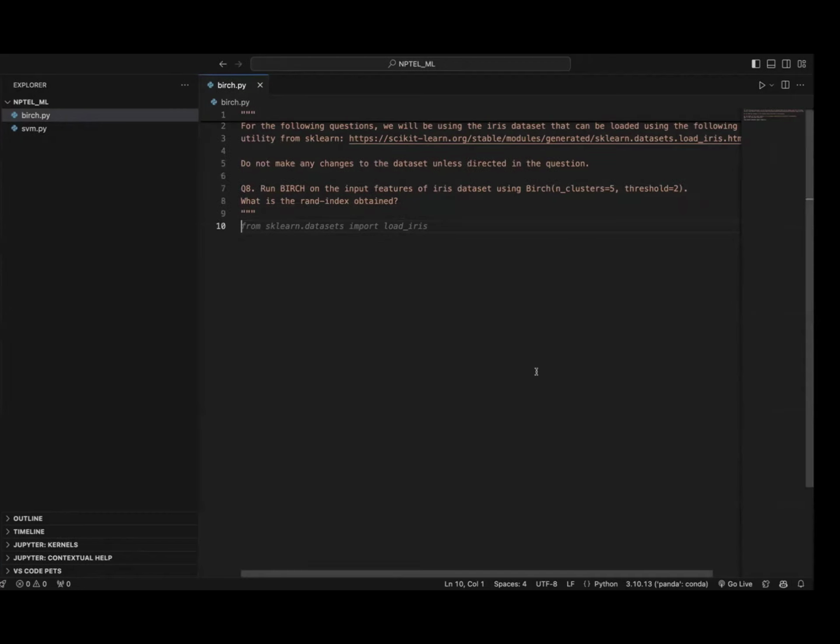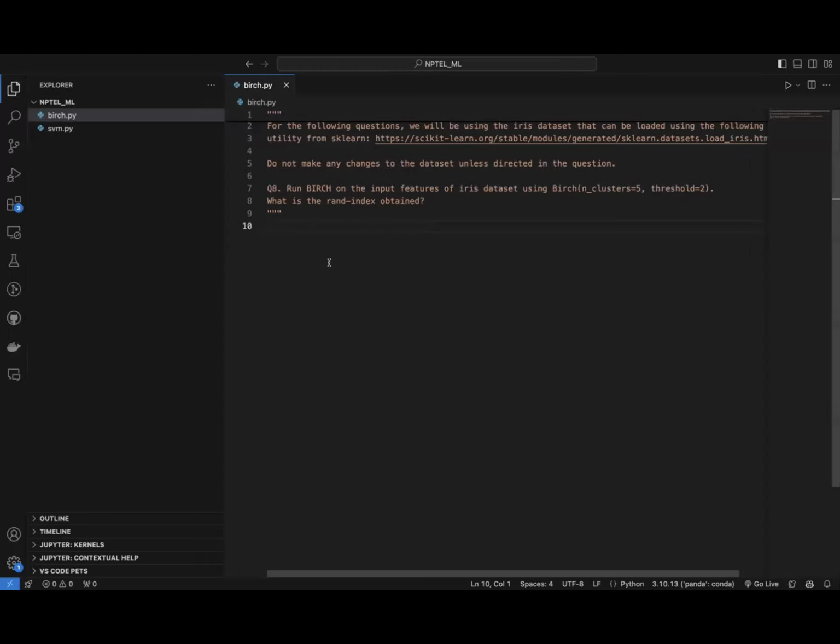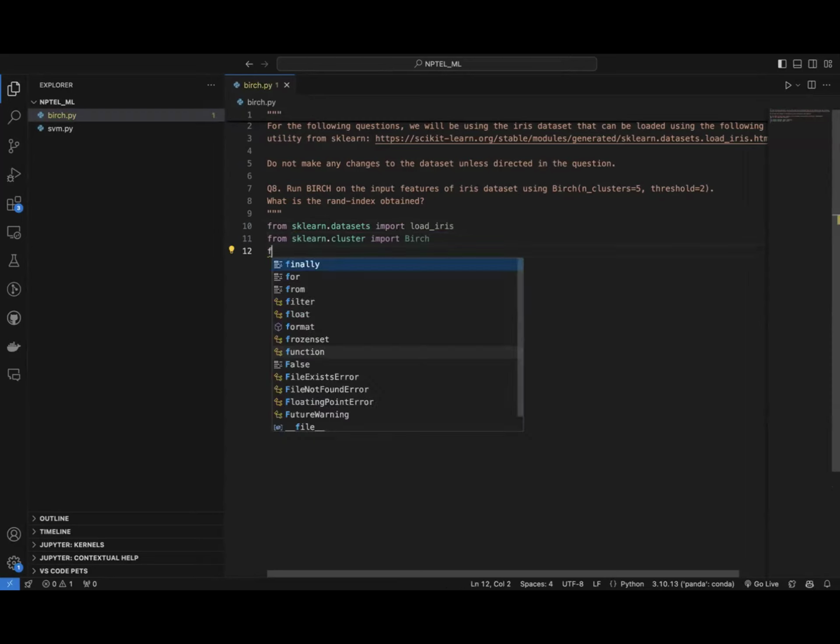Okay, so we'll solve this programming question. It's very trivial. You can load all these things from scikit-learn and easily do this. From sklearn.datasets load_iris, and from sklearn.cluster load Birch. So you can just do the clustering.